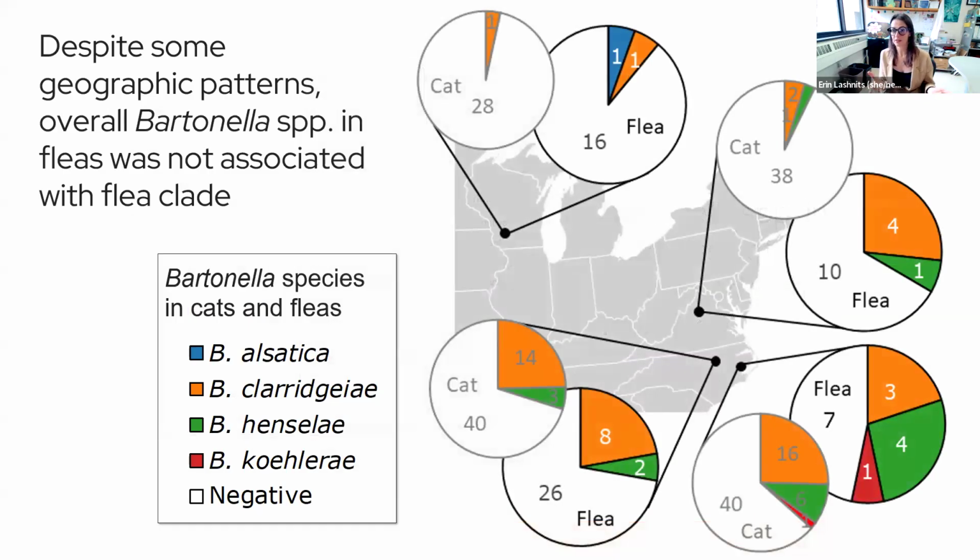So maybe geography plays a role. Could geography be playing a role in predicting what fleas are infected with which Bartonellas? There were some geographic patterns, and you can look more closely at this map and this table in the paper, but overall, Bartonella species was not associated with flea clade or geographic location.